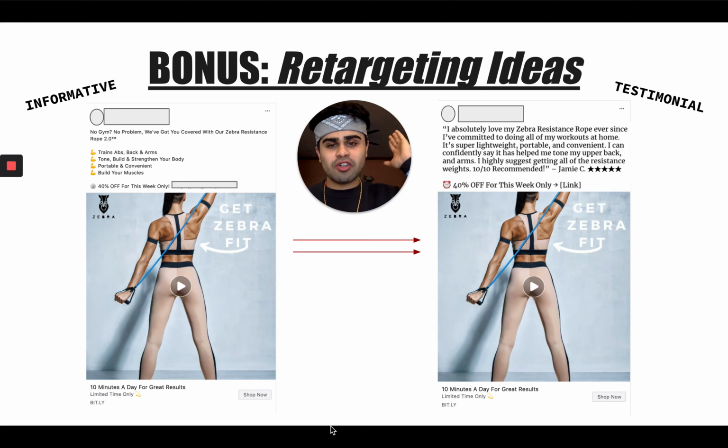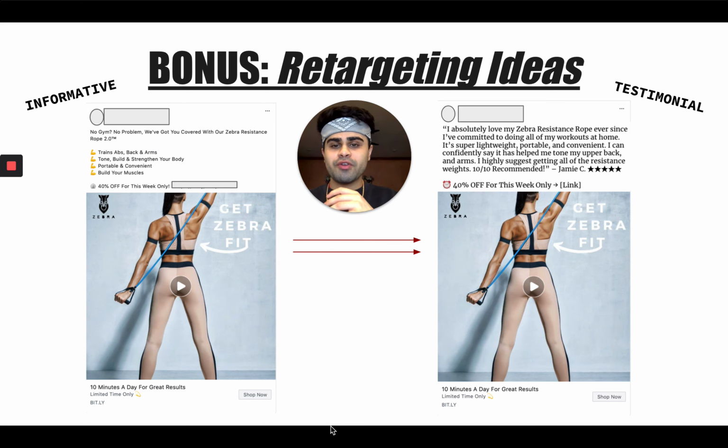So this is a great example of how you can change up your actual ad text, the primary ad text, and use it as retargeting text and build that confidence, build that trust, which they initially may not have had when they got targeted with this informational or informative type of ad, okay? So again, this is something very important to keep in mind.